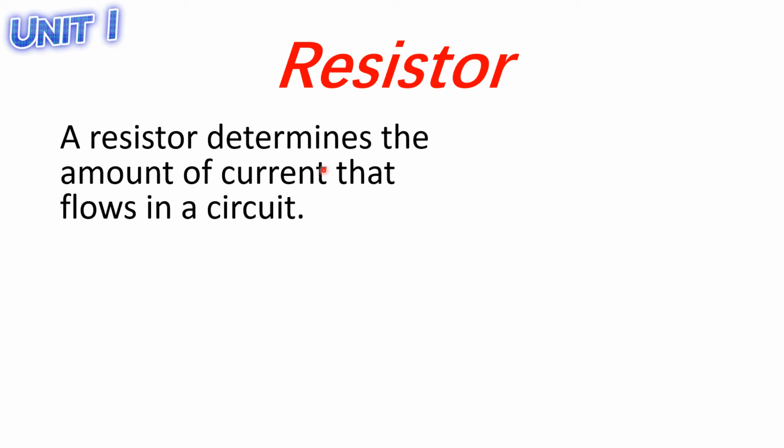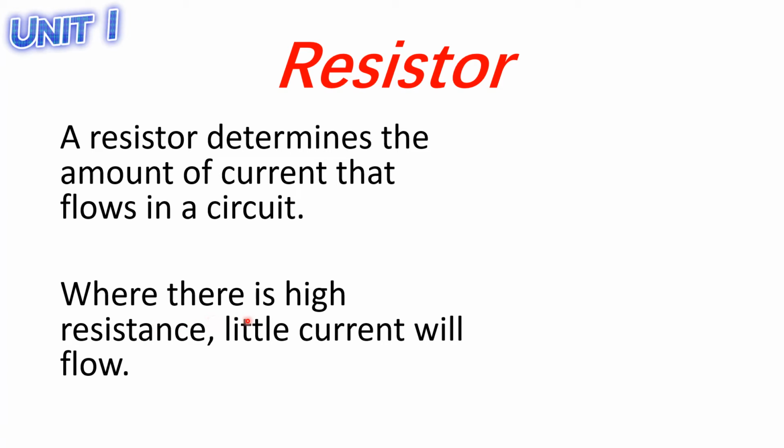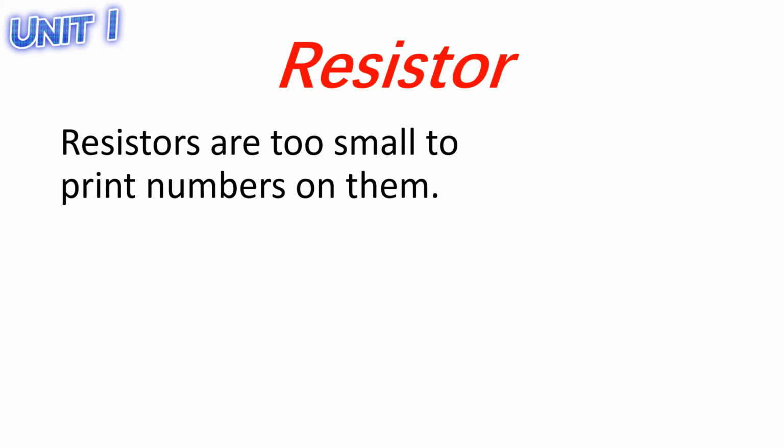The next electronic component is the resistor. A resistor determines the amount of current that flows in the circuit. In short, your resistor is used to control how much current should flow in your circuit. I want you to remember that when there is high resistance, little current will flow. Remember also your Ohm's law, your V = IR. Increased current, less resistance. Increased resistance, less current.